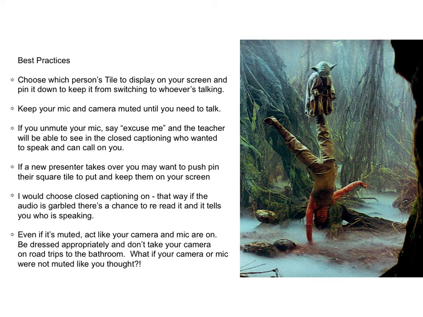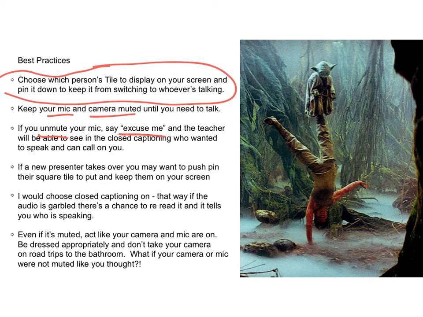So to sum it all up, I would basically pin down whoever's talking that you want to see, like if it's the teacher, maybe pin down the present mode. Keep your mic and your camera muted until you need to talk. When there's a lot of people, you really don't want to hear everybody's little brother running into the room and yelling, etc. If you do unmute your mic and say, "Excuse me," I'd be able to hear that and see on my closed captioning who just said that, and then I can call on you. If a new presenter does take over, like I demonstrated, you might want to push pin their square tile to keep them as the main view for you.